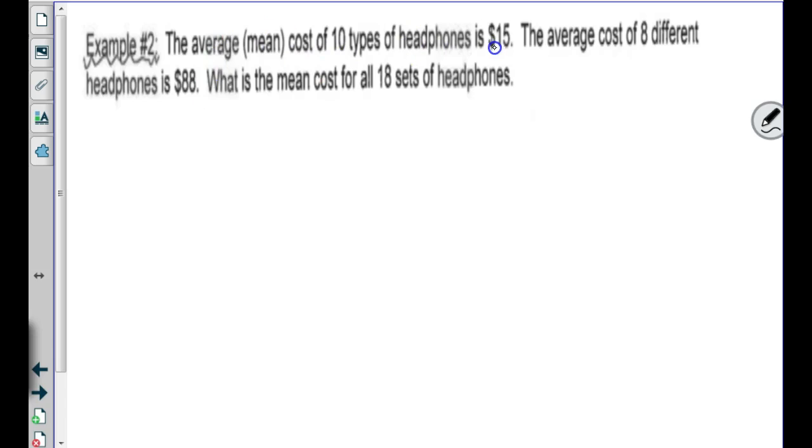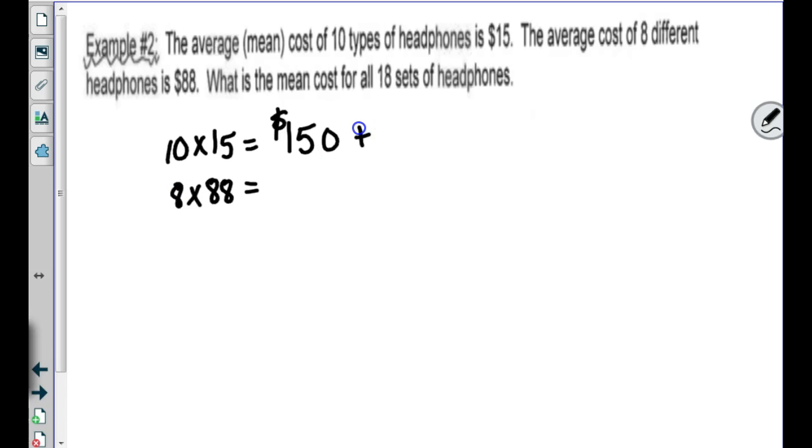Anybody? Well, if you had 10 types that averaged 15, I don't know exactly what they were, right? But do I know what the total was? The 10 at $15 each meant the total was $150, right? There could have been some that were $2 and some that were $22, but it averaged out to 15. So the total for all of them was $150. The average cost of 8 different headphones is $88. So 8 of them averaged out to 88, which meant the total was what? Somebody multiply that for me. 704?